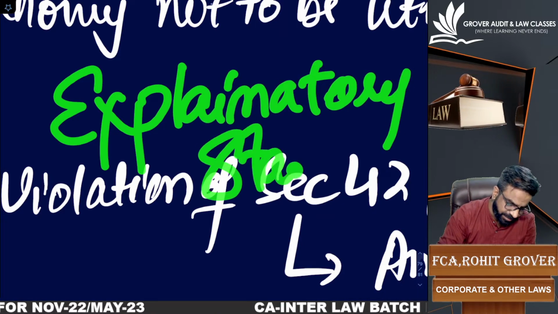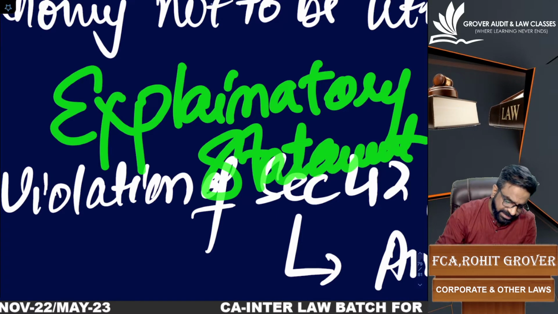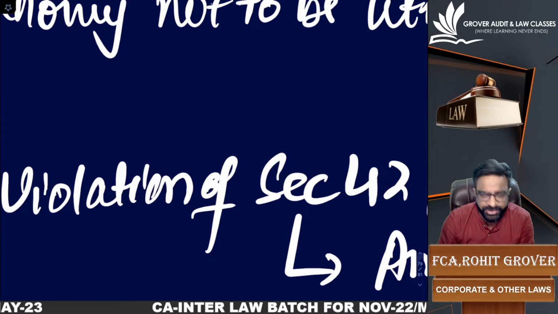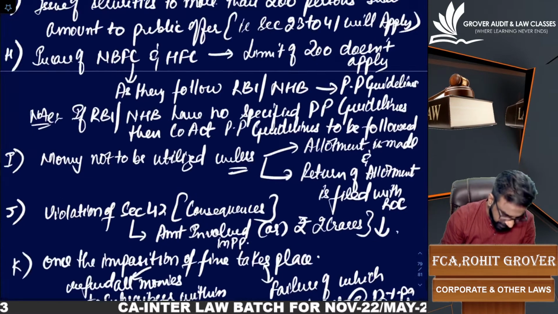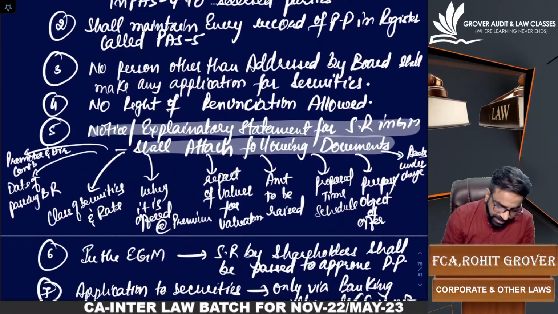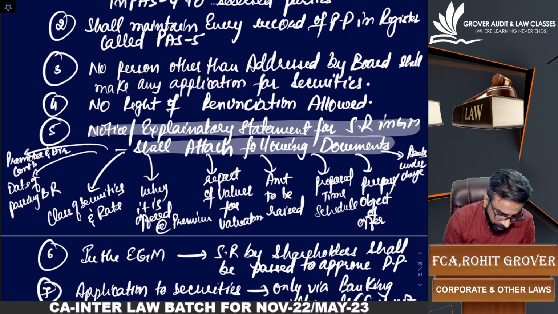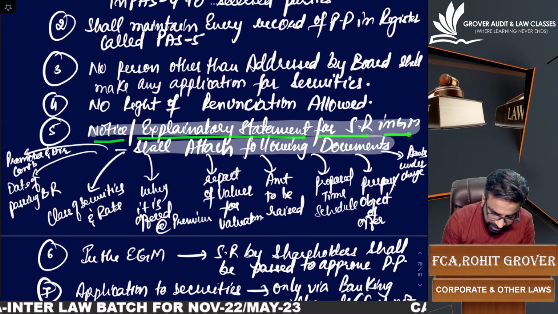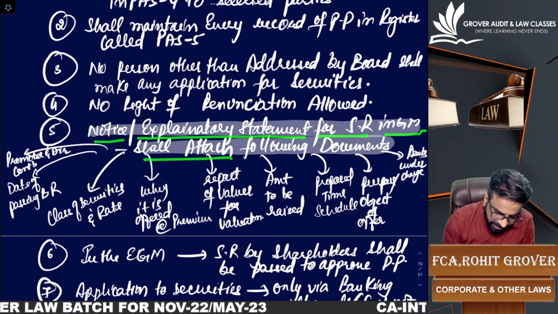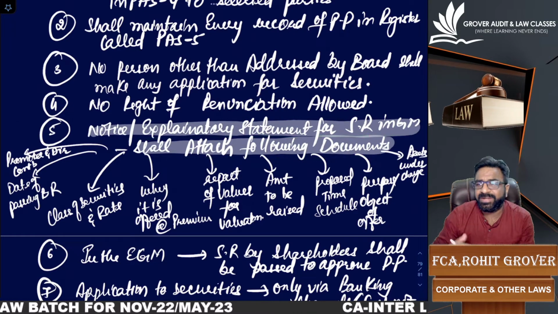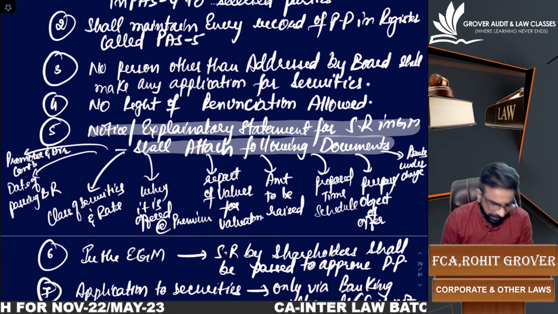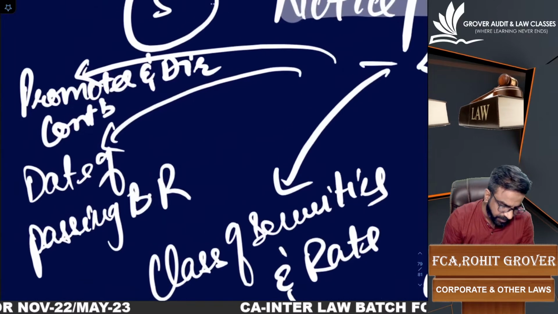What is the name of the statement? Explanatory statement. Do we have to explain to them why they are coming for passing the resolution? Yes, sir. Now, that explanatory statement, read the point. Notice or explanatory statement for special resolution in the general meeting shall attach the following documents. Now we are telling them the information why they are coming to the meeting. What is the first thing we are going to tell them?